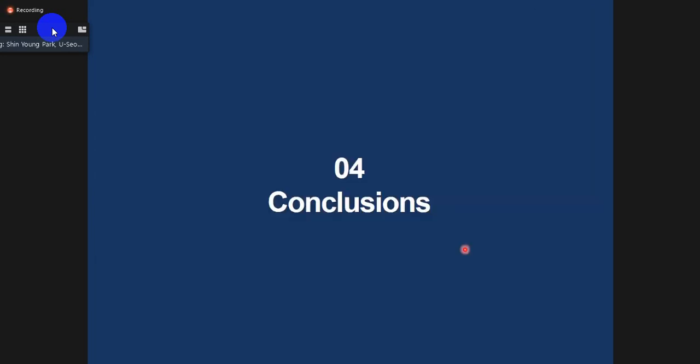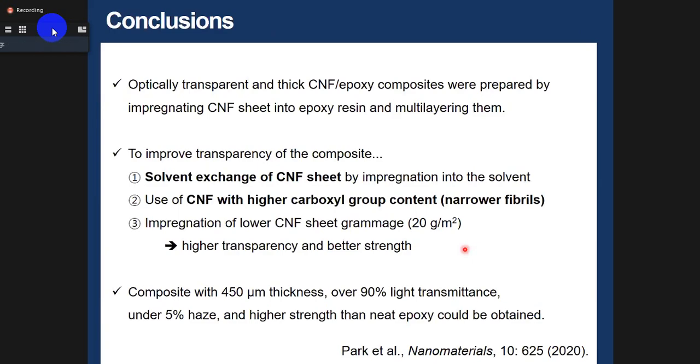Now, I will summarize this presentation. We tried to prepare optically transparent and thick CNF epoxy composite by impregnating CNF sheet into epoxy resin and multi-layering them. During this process, we controlled the carboxyl content of the CNF and properties of the CNF sheet by solvent exchange and adjustment of the sheet grammage.